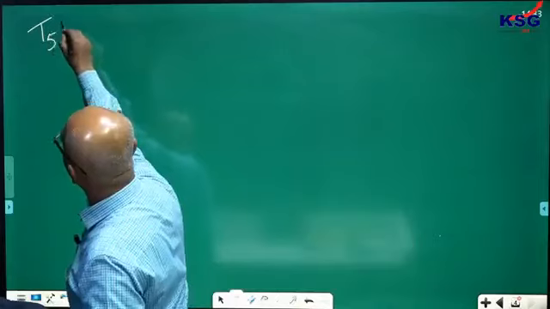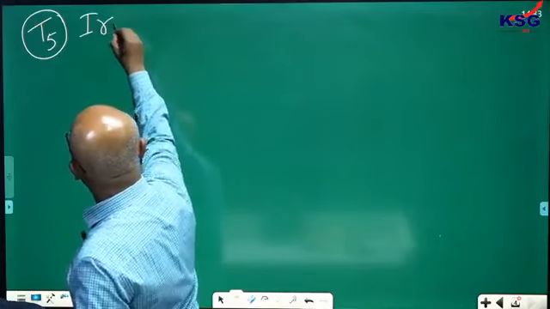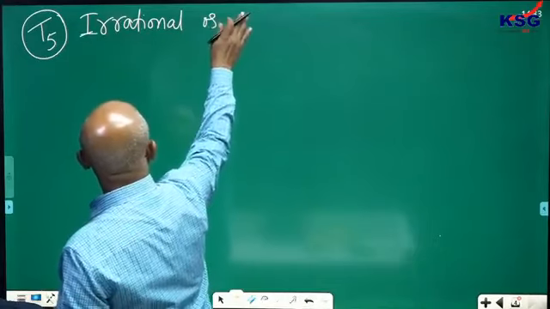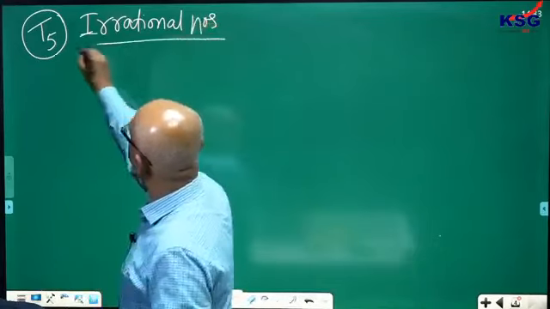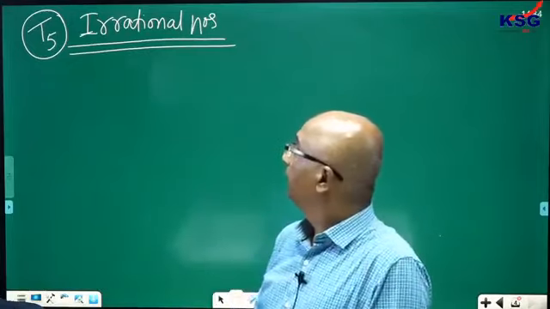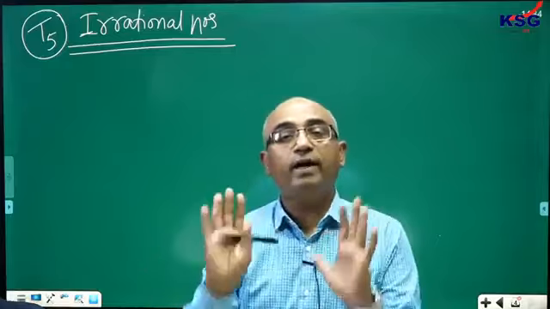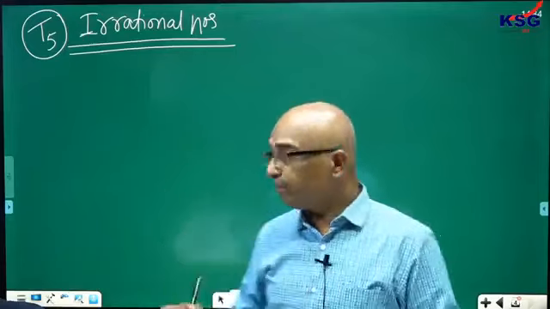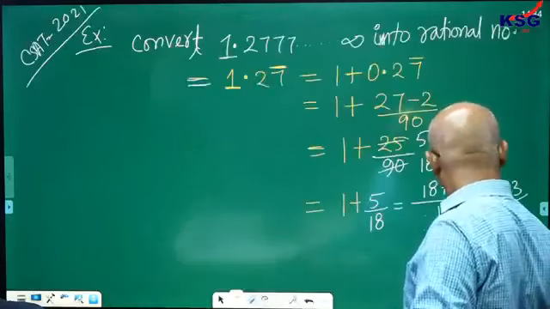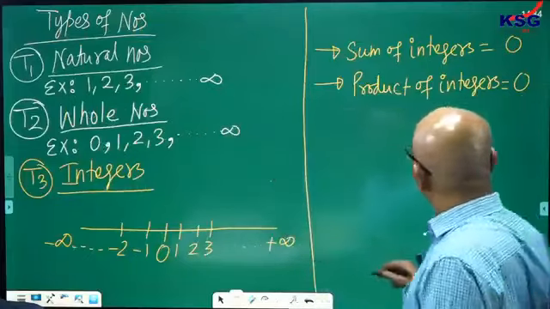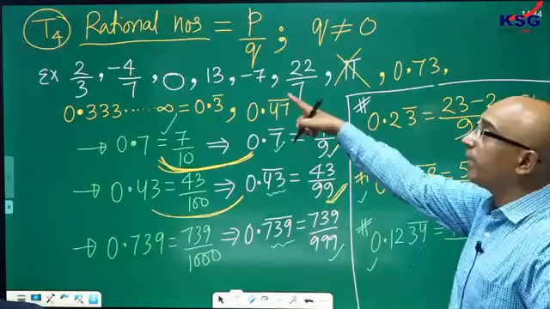Okay. Here next, write type 5: irrational numbers. So student, till now whatever we have discussed are all part of rational numbers. Natural numbers, whole numbers as well as integers, all three are part of rational numbers.